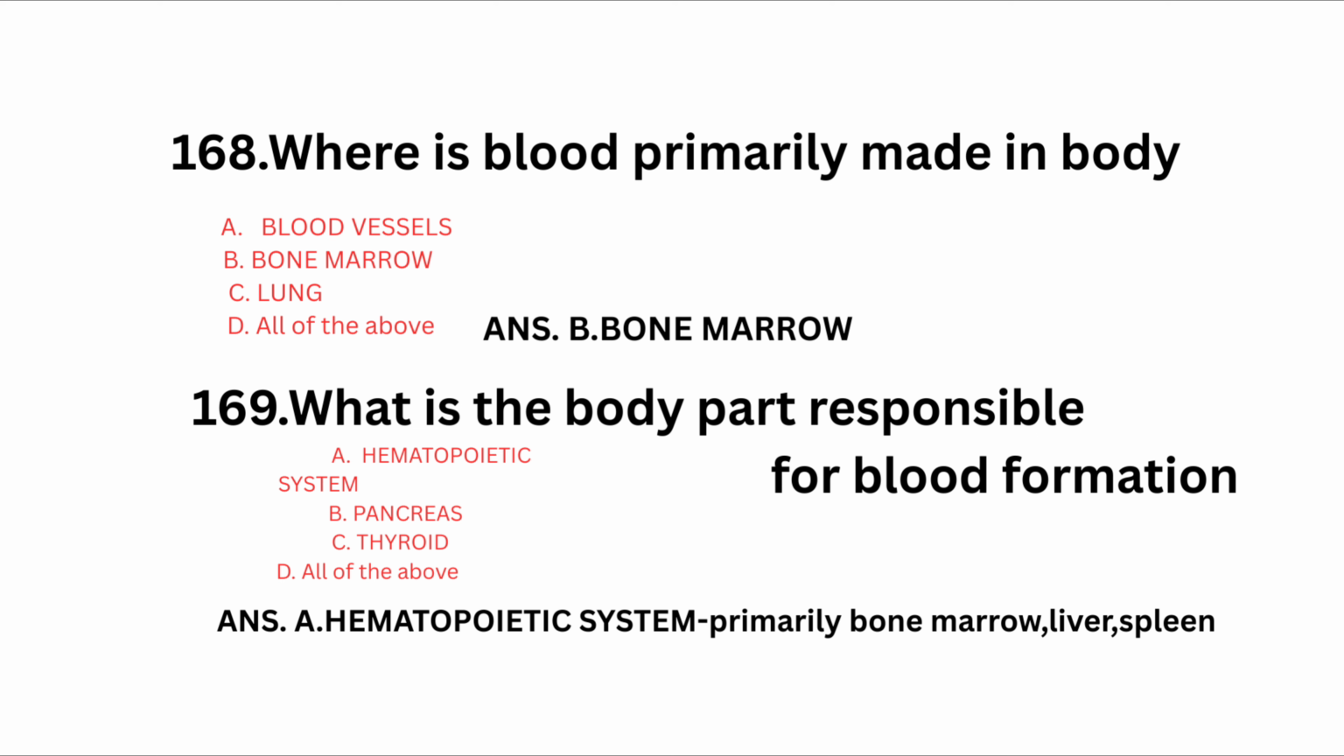168. Where is blood primarily made in the body? A, blood vessels, B, bone marrow, C, lungs, D, all of the above. The answer is B, bone marrow.